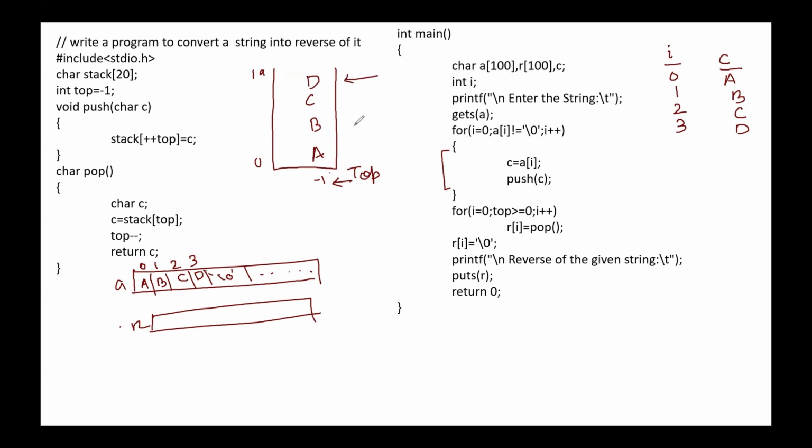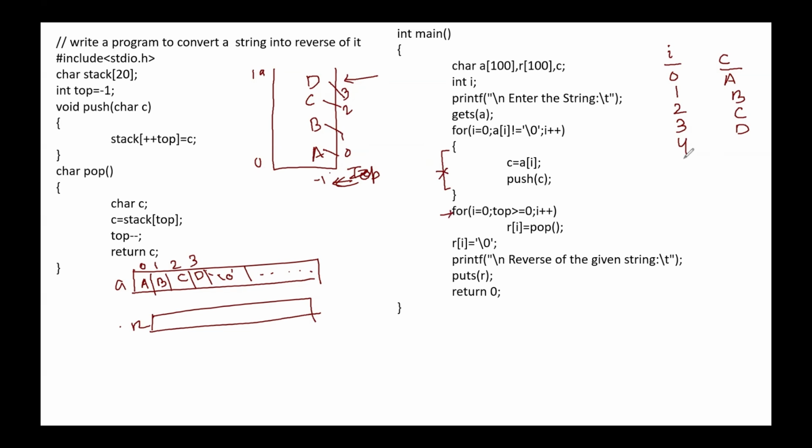So now top points to this value. This is 0, 1, 2, 3, so it will point to the 3. Now the I value is incremented by 1, that is 4. So A[4] is backslash 0. So now it is true, which means this for loop is not going to execute. The next for loop is executed.